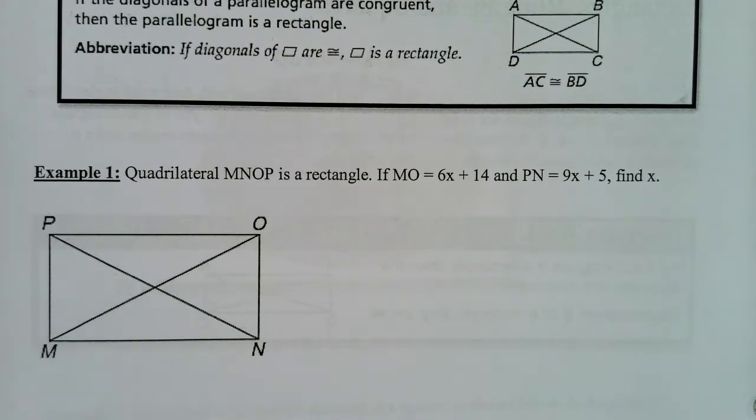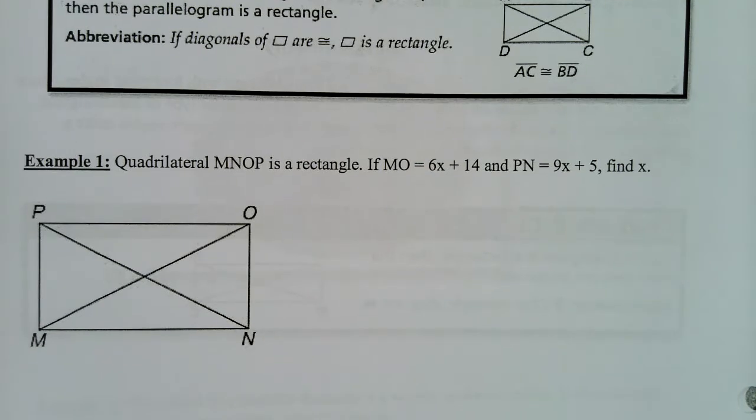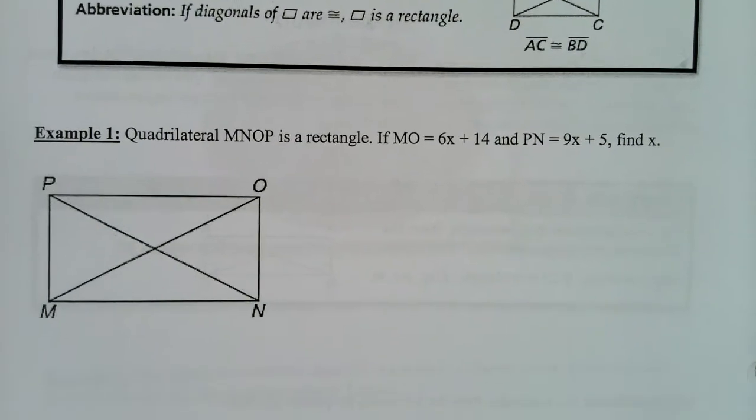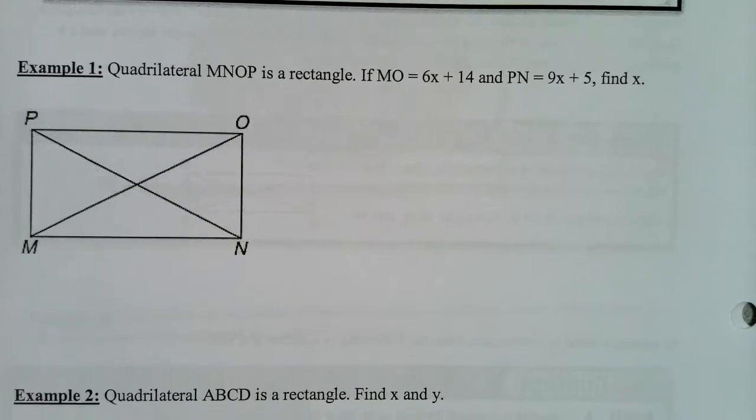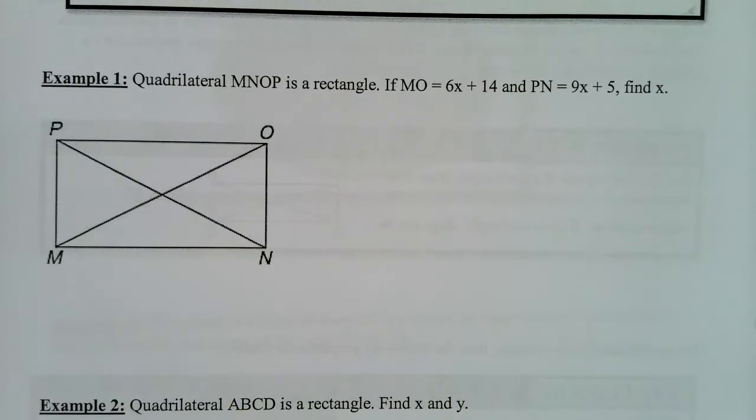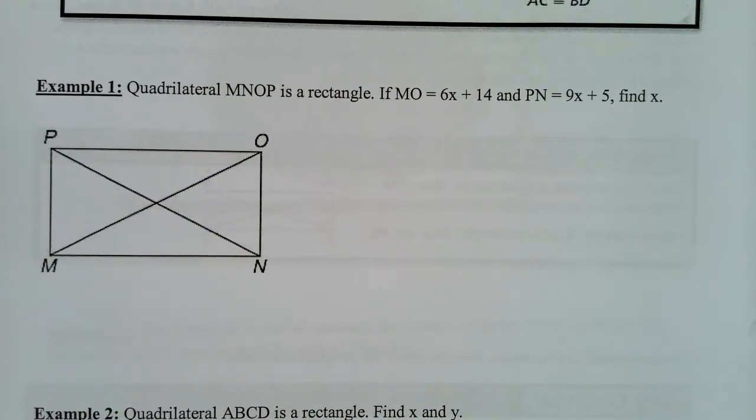Example one. Quadrilateral MNOP is a rectangle. If MO equals 6x plus 14 and PN equals 9x plus 5, find the value of x. And I'm going to take it one step further. I'm also going to find each diagonal. So first let's find x. Since it's a rectangle, it means the diagonals are congruent. So it means that MO is congruent to PN.